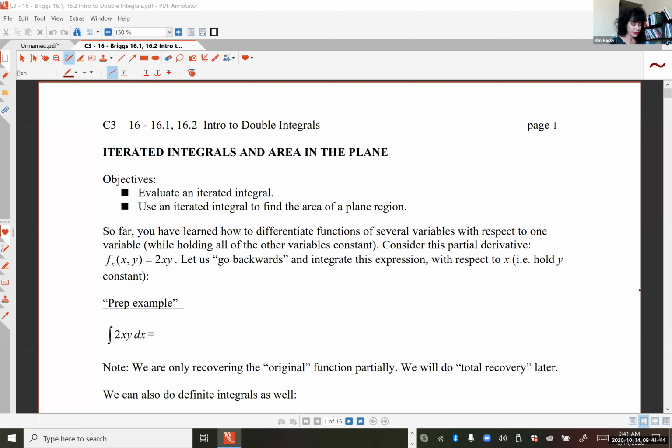Okay, so let's do a prep example. I'm going to start off with a Chuck E. Cheese example first for 3rd graders, and then I'll kick it up because you're not ready to see a double integral yet, okay? So let's do the Chuck E. Cheese version.